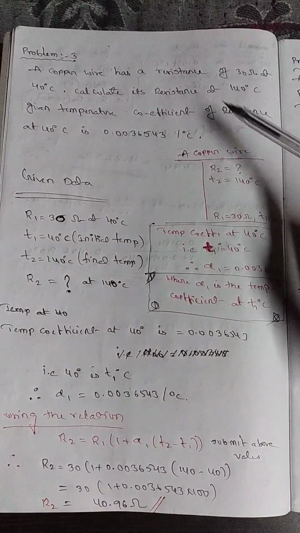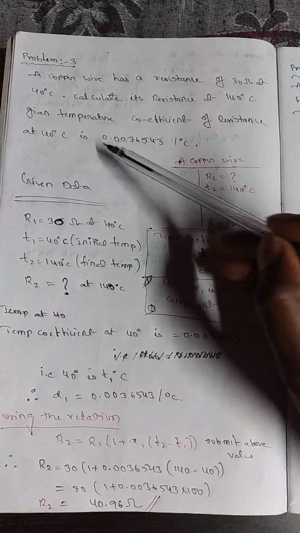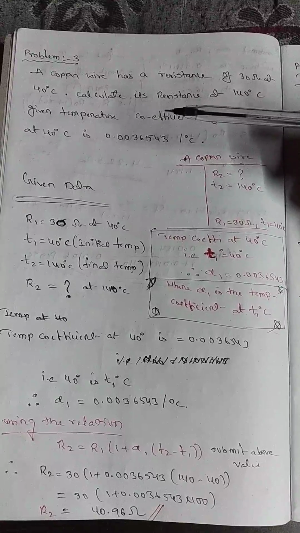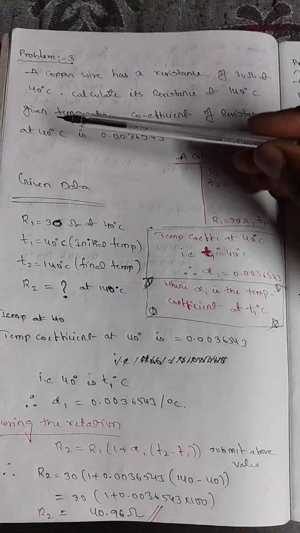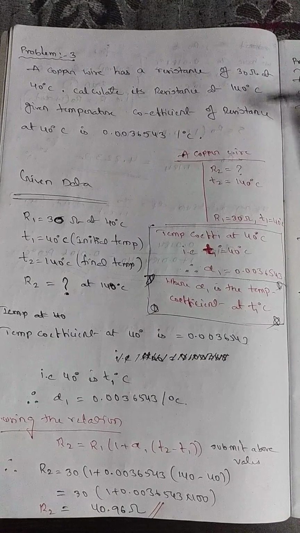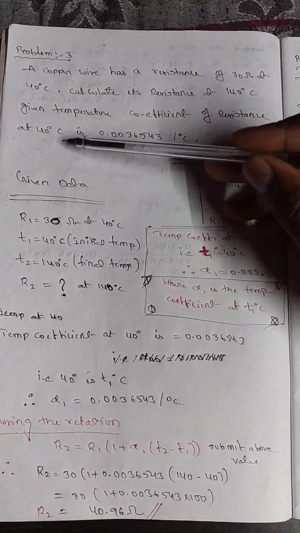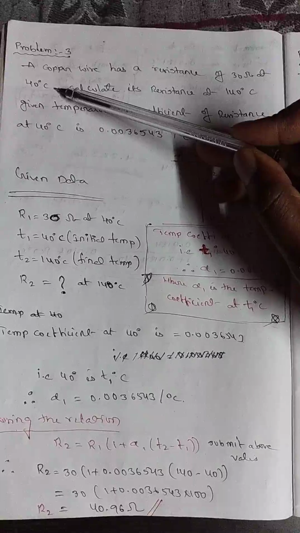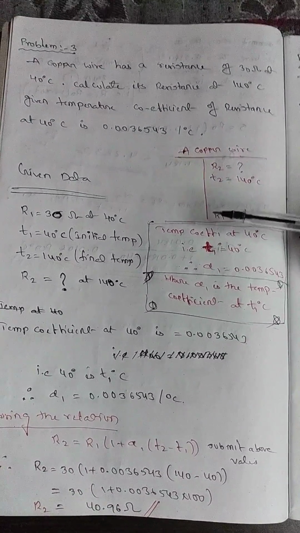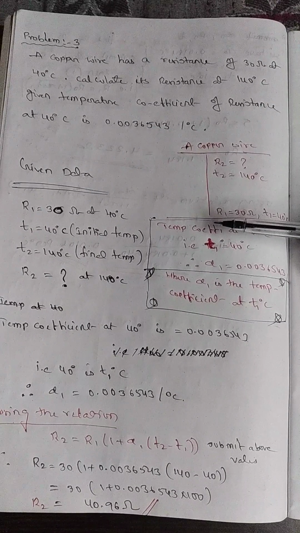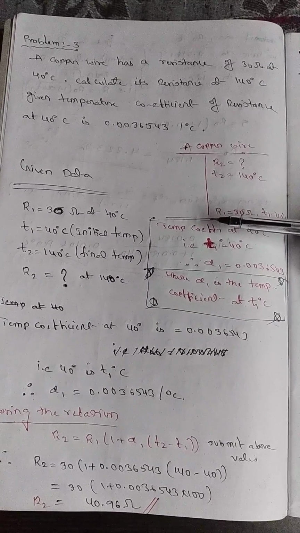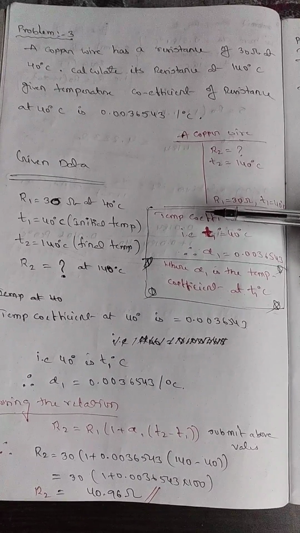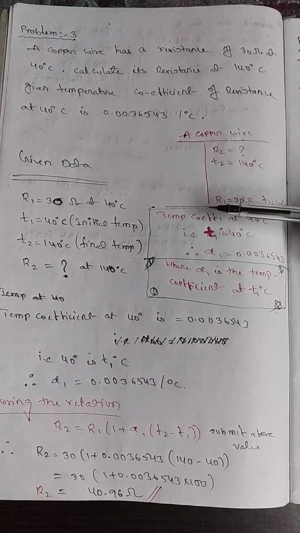Given: the temperature coefficient of resistance at 40 degrees centigrade is 0.0036543. Here it is said that the coefficient of resistance is at 40 degrees centigrade, where 40 degrees centigrade is T1, so it is alpha 1. We'll use a small diagram to understand the concept. As I said, try to read the problem 2 to 3 times, if possible 4, and then you can understand the concept.